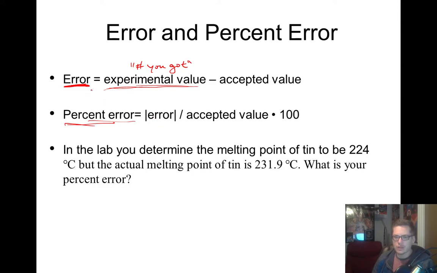So what we do in order to calculate percent error, you take the absolute value of your error. Okay, so this would be the experimental value minus the accepted value. You take the absolute value of it and divide it by the accepted value and then multiply it by 100 to get that percent. Okay, and so this gives you your percent error.